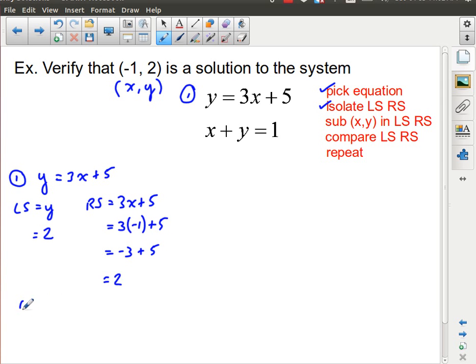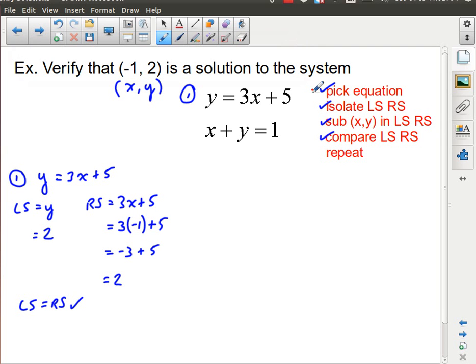So the left side is actually equal to the right side. So I substituted my value into the left side and right side, and now I compared the left side and right side, and they are the same. So that means I verified this first equation. The next thing I need to do is repeat the whole process for the second equation.